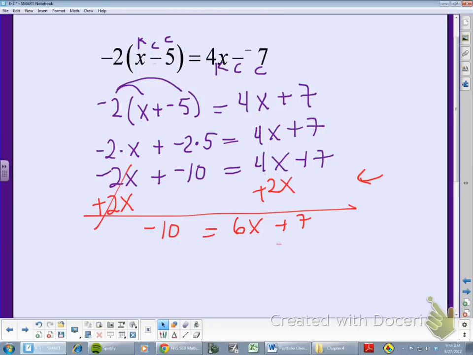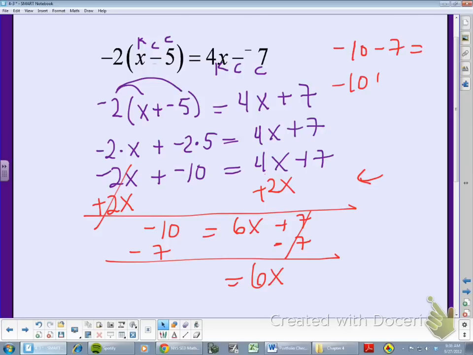Okay, and then let's subtract 7 from both sides. So I have 6x is equal to -10 minus 7, is equal to -10 plus -7. That's equal to -17. We had an answer similar to this at the beginning. So divide by 6, and x is equal to -17 over 6.